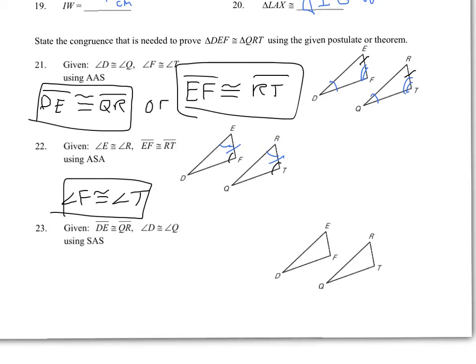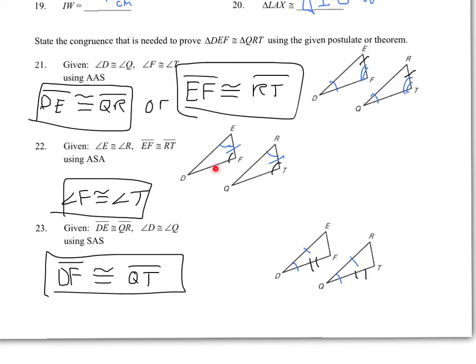Alright, number 23. It is given that DE is congruent to QR, and it's also given that angle D is congruent to angle Q. We want to use SAS. So we already have a side and an angle. We need another side, but it has to leave the angle in the middle between the two. So that means it would have to be DF and QT. That's the only way that you're going to have SAS in order, where the angle is between the two sides. So let's write that out. Side DF is congruent to side QT. Now I think it's very helpful to mark the diagram like you've seen me do here, but make sure you actually write it out. The directions say state the congruence, so you need to state it.